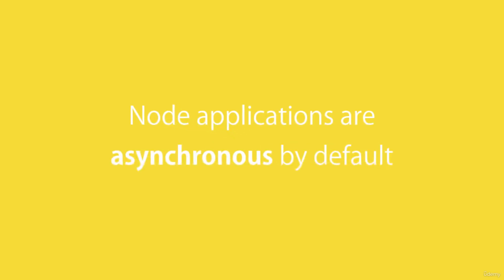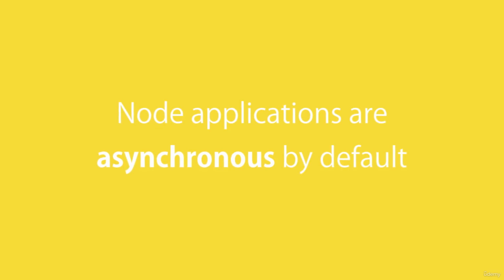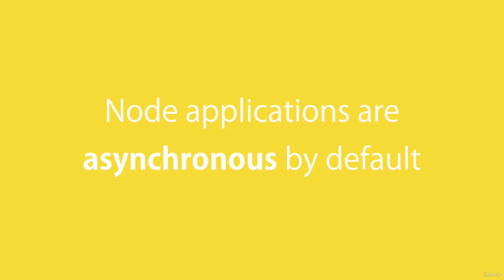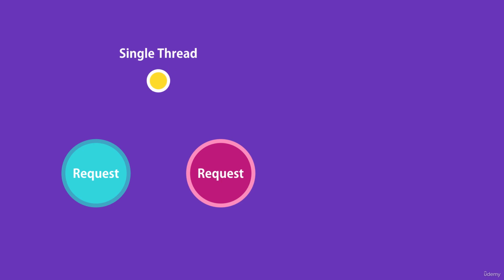In contrast, Node applications are asynchronous by default, so you don't have to do anything extra. In Node, we have a single thread to handle all requests. When a request arrives, that single thread is used to handle that request. If we need to query a database, our thread doesn't have to wait for the database to return the data. While the database is executing our query, that thread will be used to serve another client.